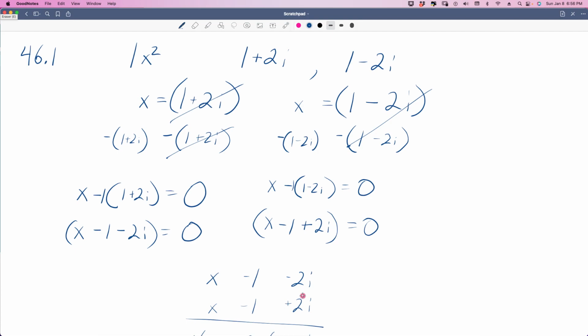All right, so that's all we have for 46A. Next, we're going to talk about factoring over the complex numbers. So now that we have figured out how to go from the roots with the complex numbers to the quadratic equation, now we're going to figure out how to go from the quadratic equation and factor with the complex numbers.